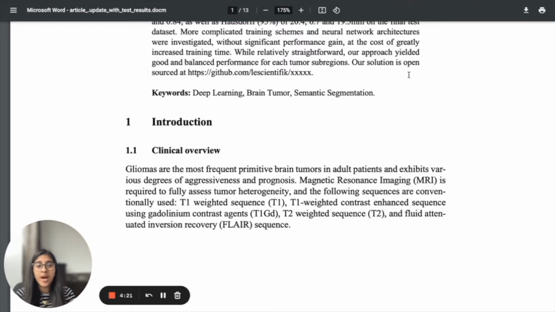MRIs are used to assess this tumor to find out where it is and to gain more insight into it. Then there are different sequences that it's converted into: the T1 weighted sequence, the T1 weighted contrast enhanced sequence, the T2 weighted sequence, and the FLAIR sequence. I'll talk about that a bit, although my focus for this video is mostly tech. It's obviously important to understand that there's a biological side to the biomedical imaging that's happening in the research paper.